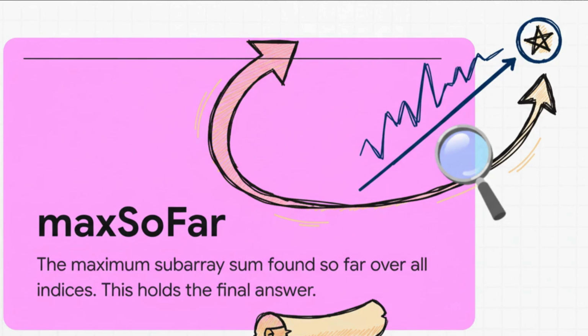This is our long-term memory, our grand champion. While maxEndingHere is going up and down with the flow of the numbers, maxSoFar is just watching. It only cares about one thing. What's the highest value maxEndingHere has ever reached? This is the one that's going to hold our final answer.